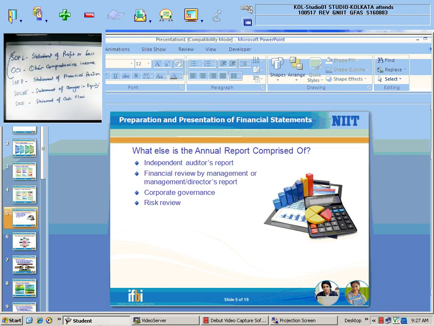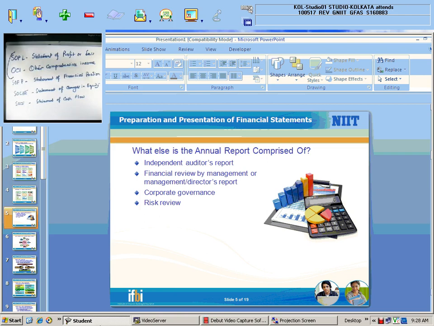Apart from these 6 components of a complete set of financial statements, you will find additionally these things also: independent auditor's report. This is a report given by the statutory auditors who audit the accounts of the companies. So their report will contain their observations, their qualifications, if any, made by them during the audit of the accounts. So that is called independent auditor's report. It's a report given by the statutory auditors of the company, normally a chartered accountant firm who carries out the audit of the company's accounts.